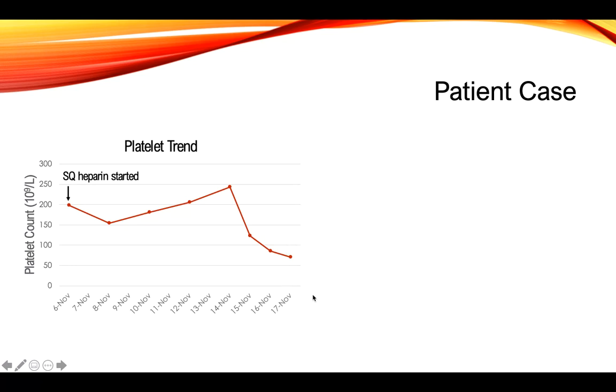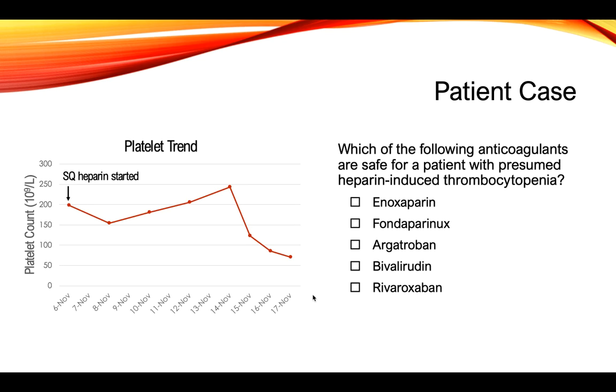Because of the timing between the heparin and the platelet count and then this new thrombotic issue, this patient was suspected to have heparin-induced thrombocytopenia. So the question then becomes, what anticoagulants are safe to use in this patient with HIT? Can we use enoxaparin, fondaparinux, argatroban, bivalirudin, and then what about rivaroxaban or Xarelto?